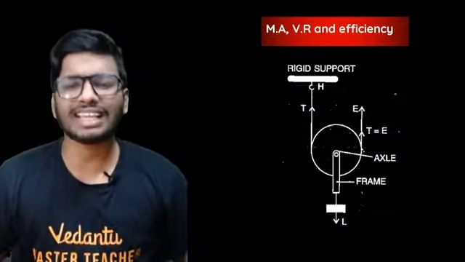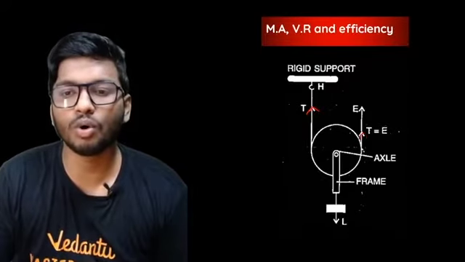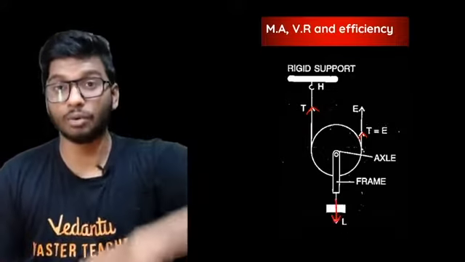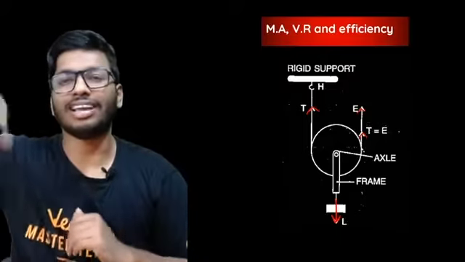So to talk about it, basically this is what it will look like. You have the tension both going in the upward direction again, and you have the load which is acting downwards towards gravity, and then you have the effort which is in the opposite direction, or in the upward direction.